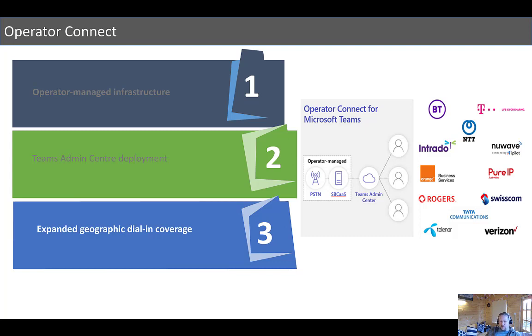And sometimes what we find with those kinds of solutions is they then start to be pitched at a higher end of the market. And I think what you'll find is two things. Operator Connect is almost certainly directed at enterprise markets, and the costs will probably be higher per seat because of that.